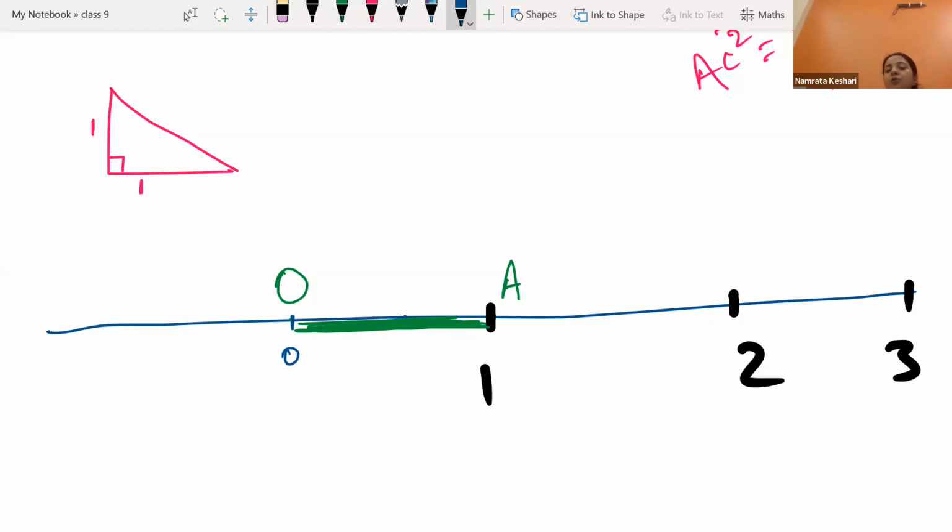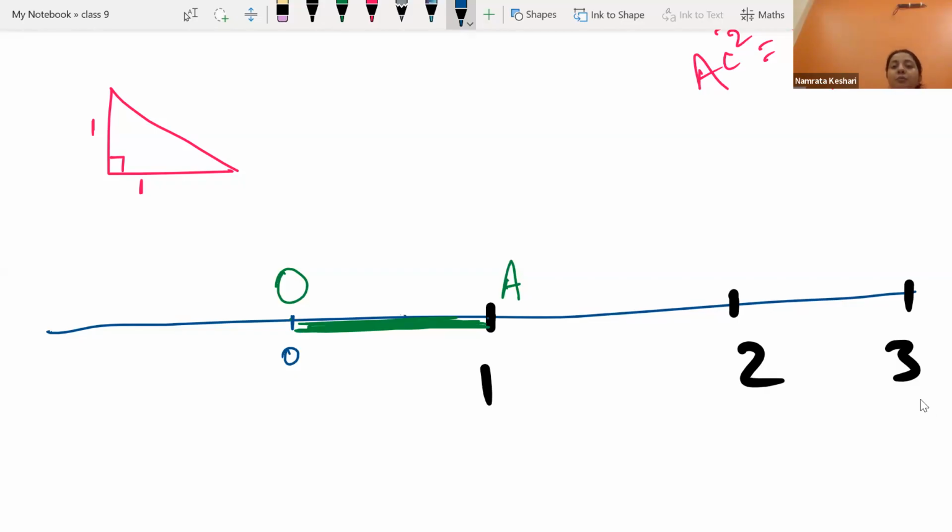So first we will be drawing a number line. In the number line, we will be locating 0 and 1. At least 0 and 1 we will be locating; 2 and 3 are not required for now. That means from 0 to 1 centimeter you will be taking. Now you want to make a height of 1 centimeter, so at point A you will be dropping a perpendicular.